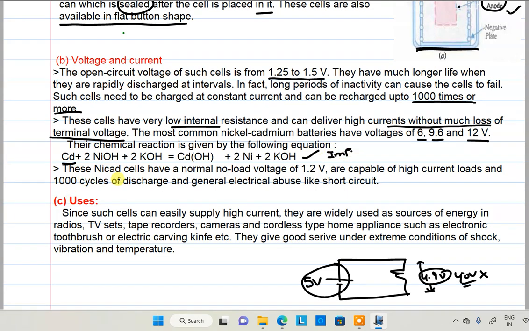Okay, these nickel cadmium cells have a normal load voltage of 1.2 volts, are capable of high current loads, 100 cycles of discharge, and in general can be abused, like short circuited. That means these particular cells can also be abused by short circuit. If a short circuit occurs in your circuit, even if it is not protected, it can be safe, there is not much damage. So this is one of the advantages of this type of cell.